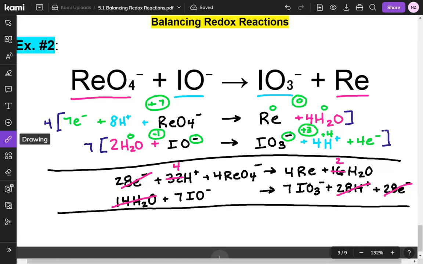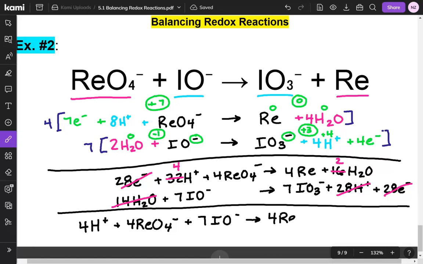Now I'm going to rewrite what's left over. So I have 4 hydrogens. I have 4 ReO4 minus. I have 7 IO minus. 4 Re. 2 H2Os. And then 7 IO3 minus.